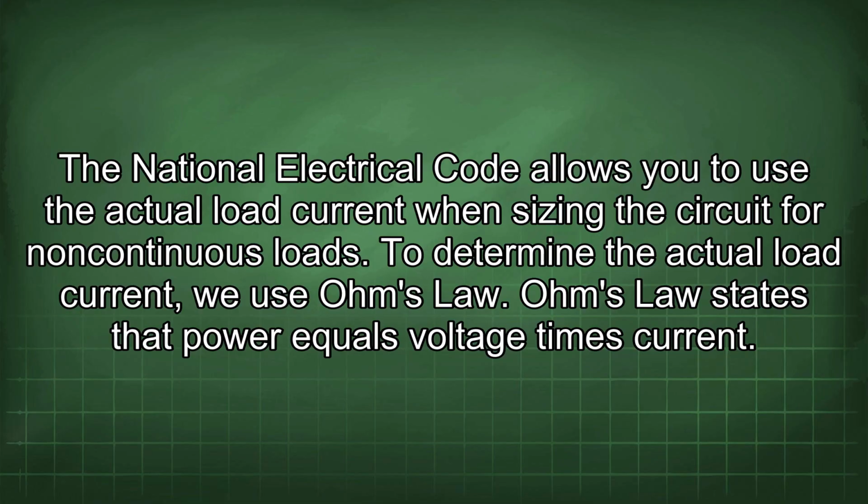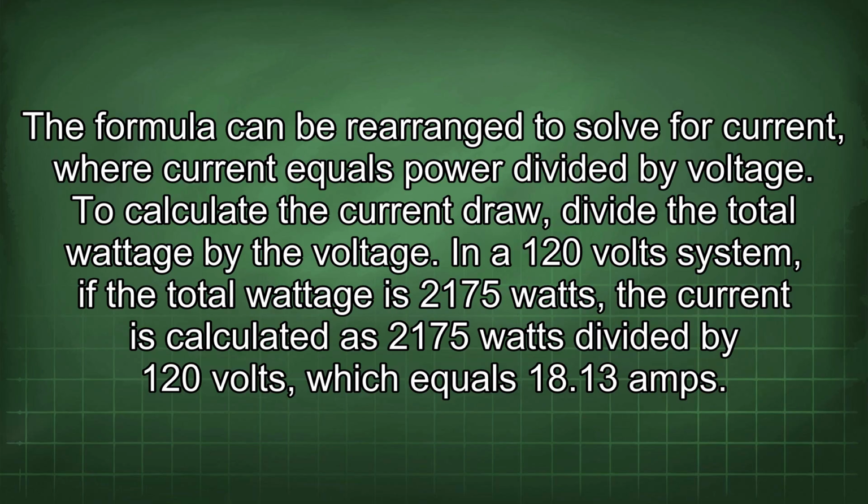To determine the actual load current, we use Ohm's law. Ohm's law states that power equals voltage times current. The formula can be rearranged to solve for current, where current equals power divided by voltage. To calculate the current draw, divide the total wattage by the voltage.